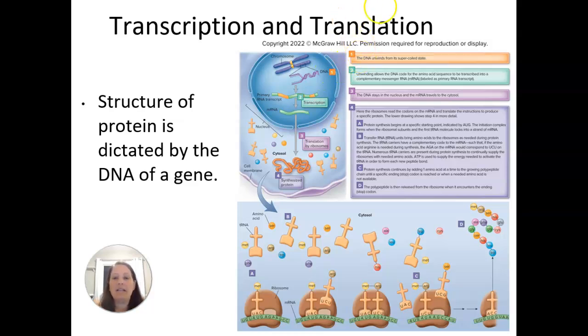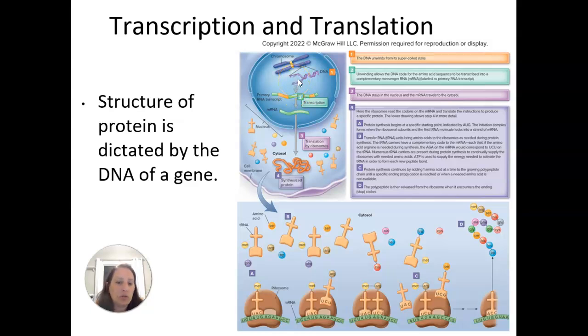Okay? So how does this happen? So number one, we're starting here in the nucleus. A portion of the DNA will be unwound and unzipped. Okay, so here is the DNA. This is the double helix. And the two strands of DNA will be unwound and unzipped so that they are single-stranded.